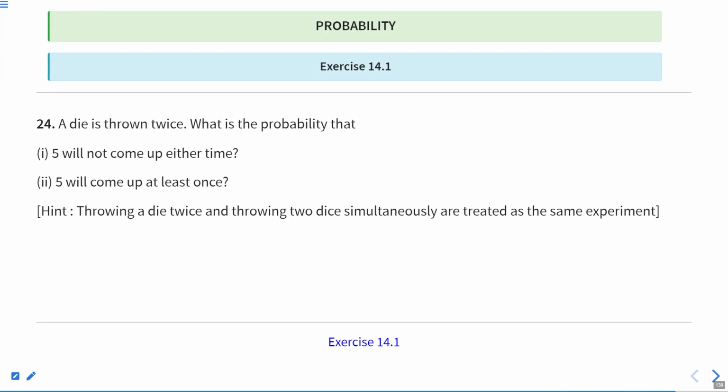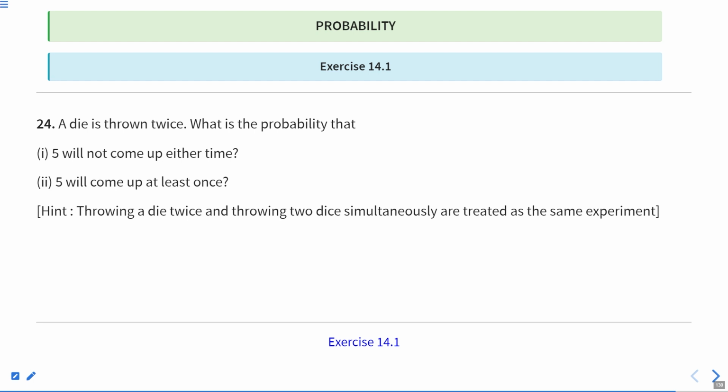And now let us see question number 24. So in question number 24, here we have a die that is thrown twice, and what is the probability that 5 will not come up either time? Okay, and second, 5 will come up at least once, and here we have been given some hint. So here throwing a die twice and throwing 2 dice simultaneously are treated as the same experiment.